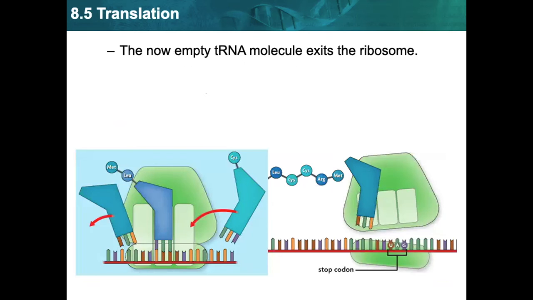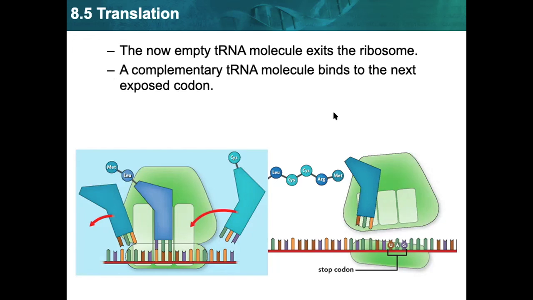Okay, so now it's empty on this side. The tRNA on this side gave a methionine to the amino acid chain. And once it's empty, the ribosome moves forward, it detaches from the mRNA strand, and it will get a new amino acid in the cell. But then a new one comes in here, a new tRNA comes in, and it calls the next one. In this case, cysteine is called next. A complementary tRNA molecule binds to the next exposed codon.